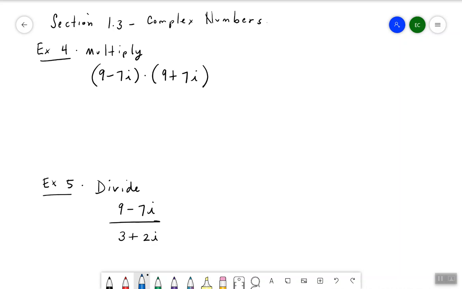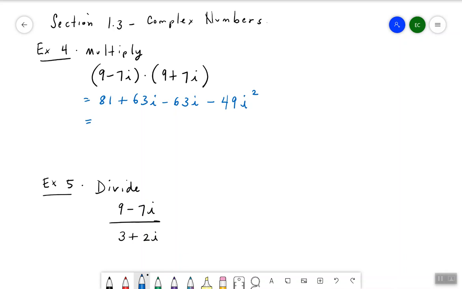We want to distribute. We're going to do 9 times 9 is 81. 9 times 7i is plus 63i. And then minus 7i times 9 is minus 63i. And minus 7i times positive 7i gives us a negative 49i squared.